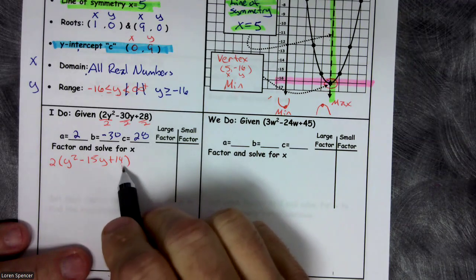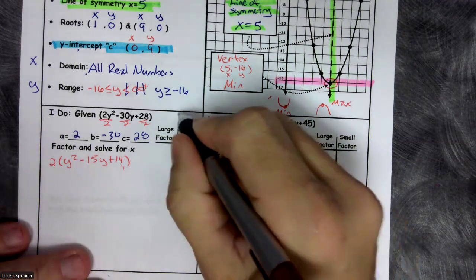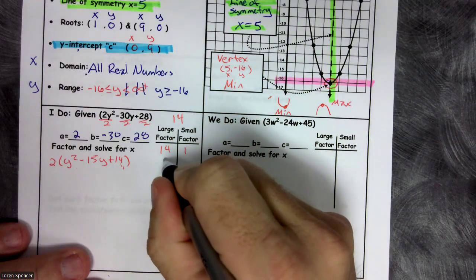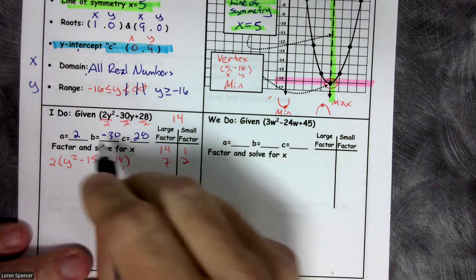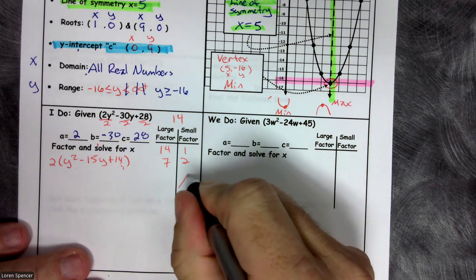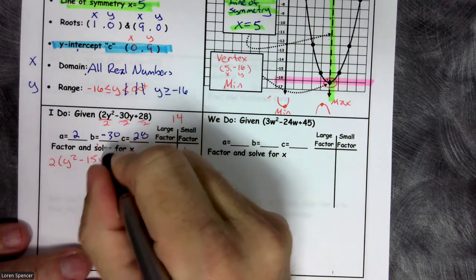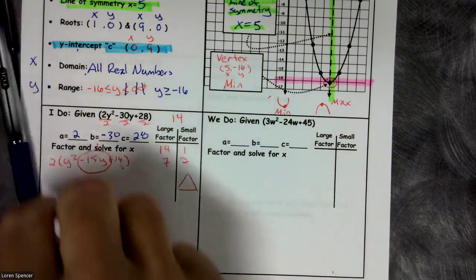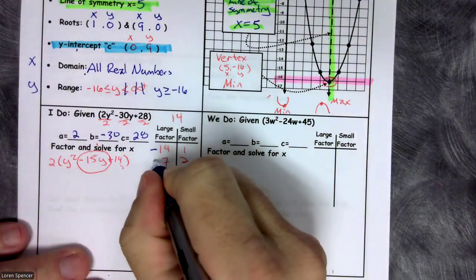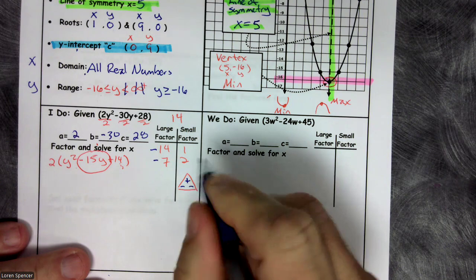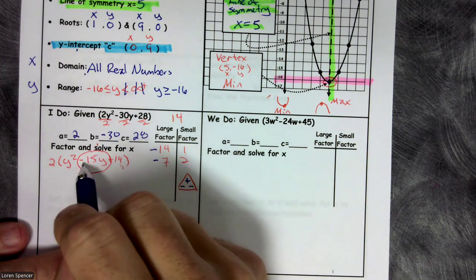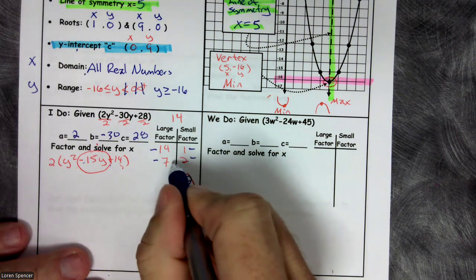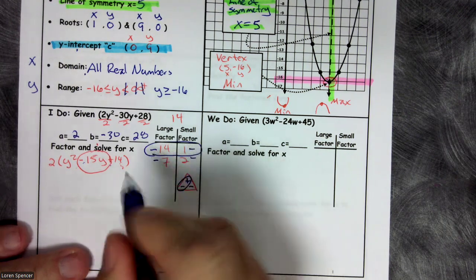So at this point, I'm going to need the factors of 14. Well, the factors of 14 are going to be 14 and 1, and then 7 and 2. And we have a negative and a positive, so we draw the triangle. First off, this is a negative term, so that means my large factor has to be negative. But I have a negative and a positive, so what's left over is a negative. So the two factors I need are 14 and 1.